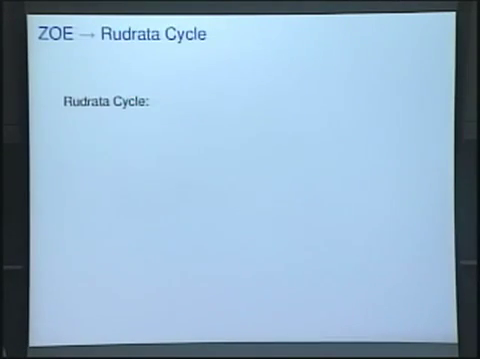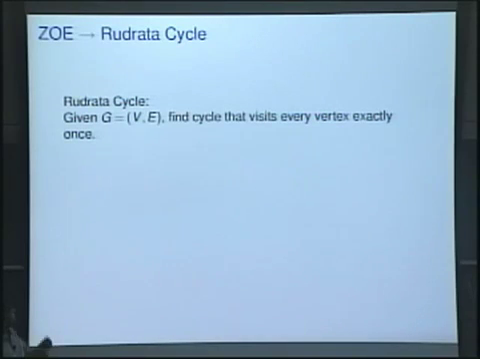Okay, so now let's go over the series of reductions. All these are pretty straightforward. This one has a little more to it. Given a graph, you want to find a cycle that visits every vertex exactly once. That's the Rudrata cycle problem.